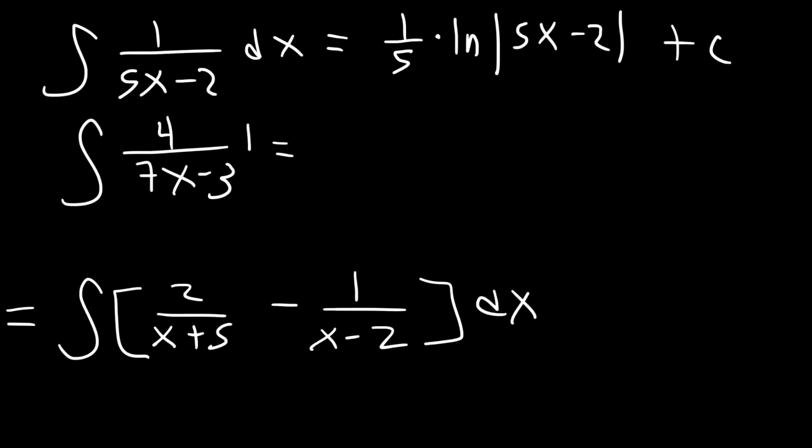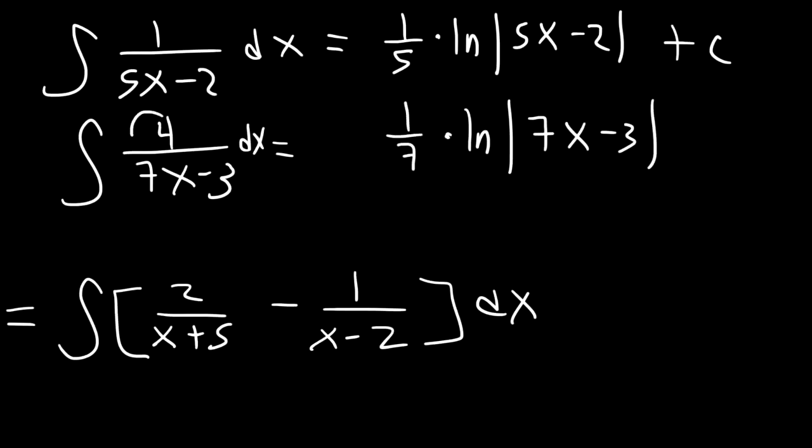Now for the next one, it's going to be the natural log of 7x minus 3 divided by 7, but we have a 4 in front, so it's going to be 4/7 times ln 7x minus 3 plus c.